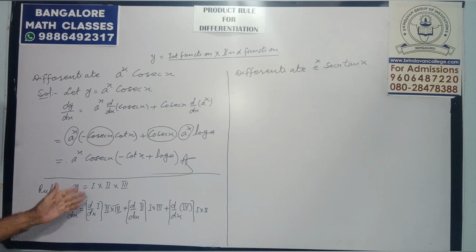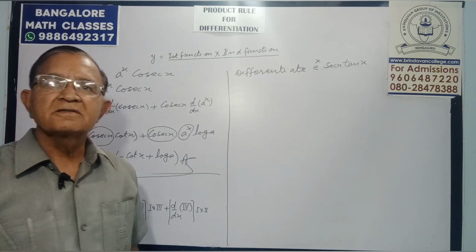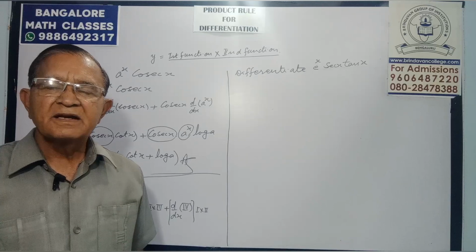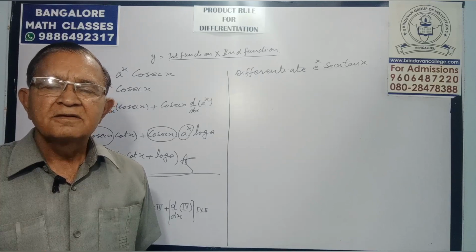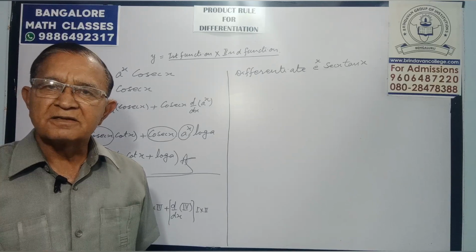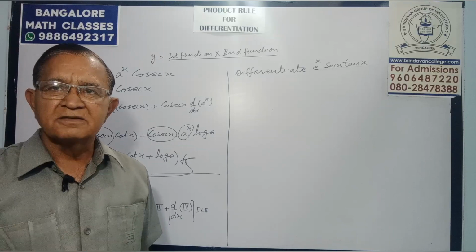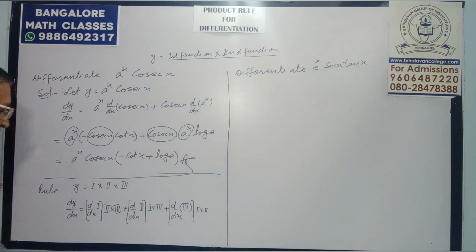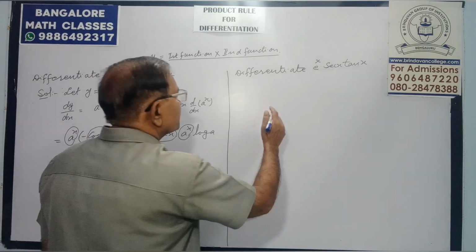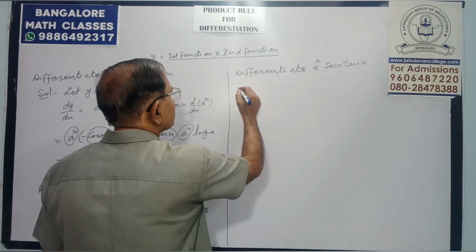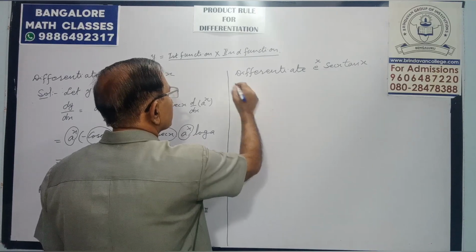If you are getting 4 functions, it hardly matters. Differentiate first, remaining 3 as it is. Then differentiate second, remaining 3 as it is. Differentiate third, remaining 3 as it is. Differentiate fourth, remaining 3 as it is. So you have to differentiate one by one and with the remaining just multiply. Here we have a product of 3.